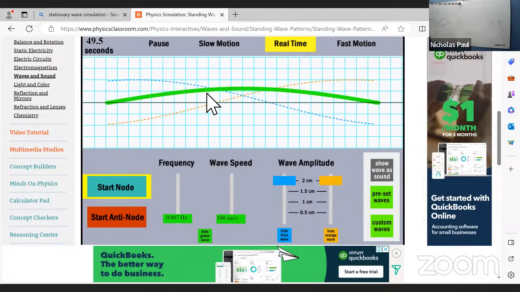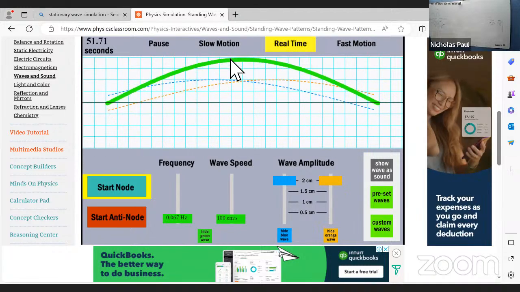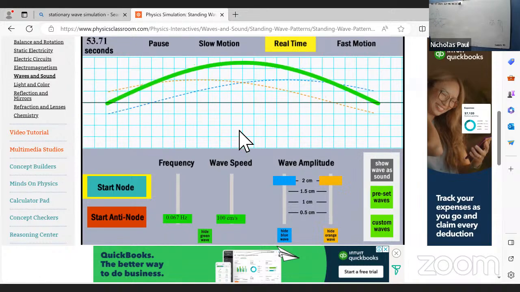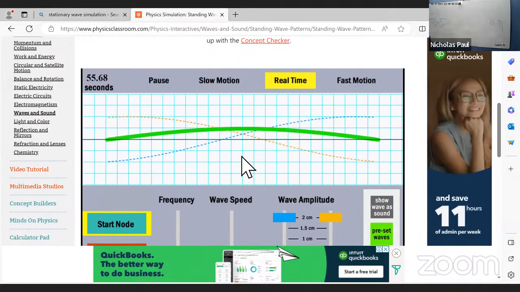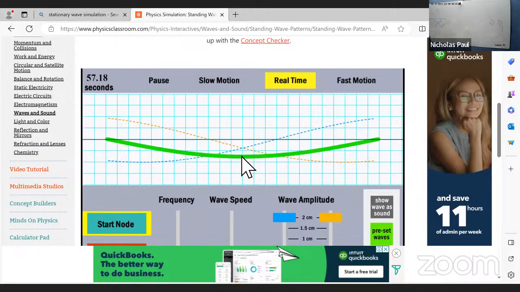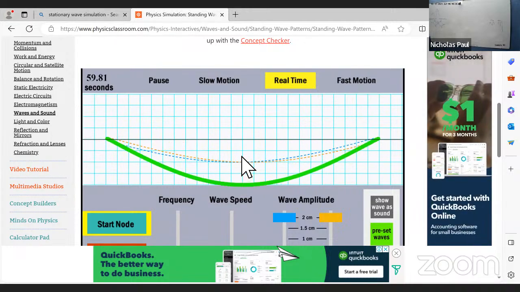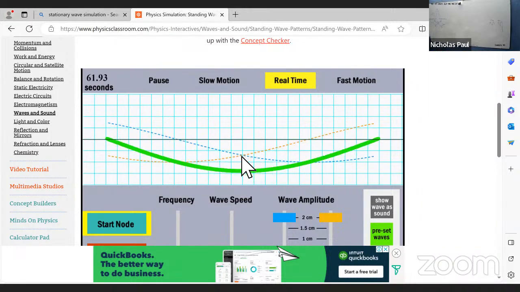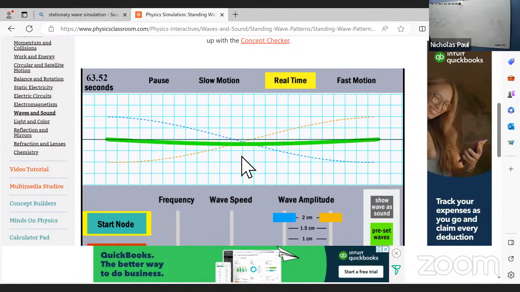Take a look at it. See how it goes up and then comes back down. See now? So that wave is not moving left or right. It's just standing at one point and storing energy between it.